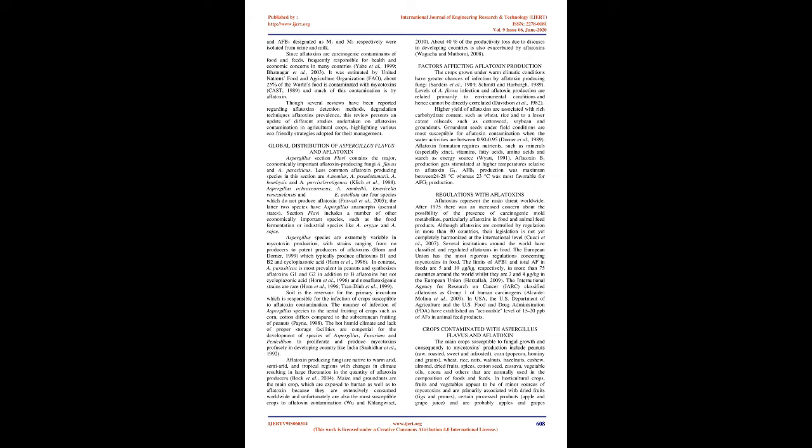Mammalian metabolites of AFB1 and AFB2, designated as M1 and M2 respectively, were isolated from urine and milk. Since aflatoxins are carcinogenic contaminants of food and feeds, frequently responsible for health and economic concerns in many countries, it was estimated by the United Nations Food and Agriculture Organization, FAO, that about 25% of the world's food is contaminated with mycotoxins, and much of this contamination is by aflatoxin.